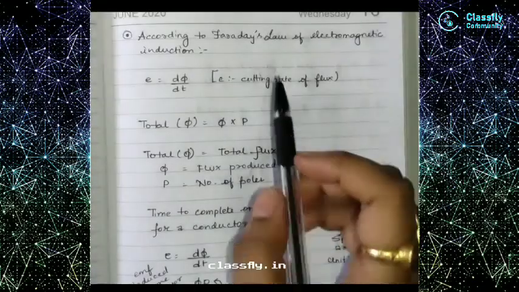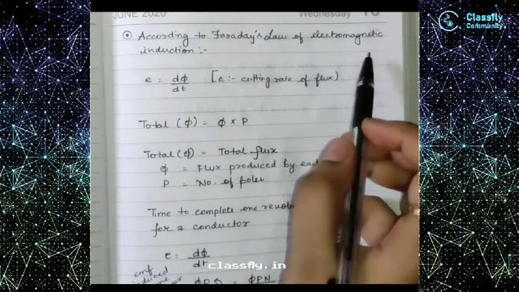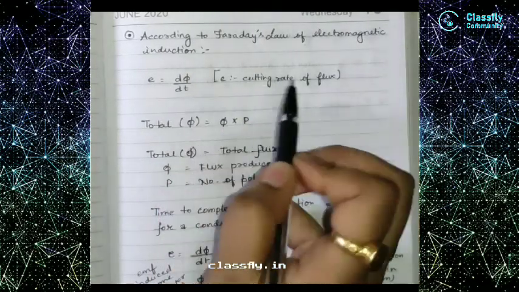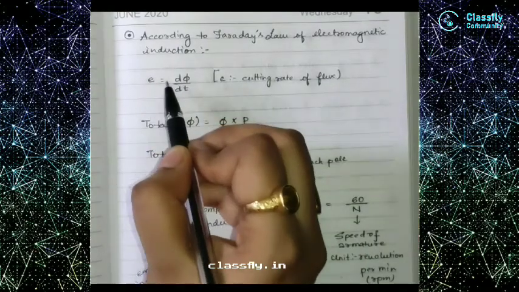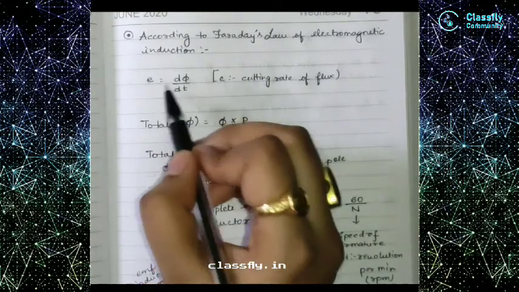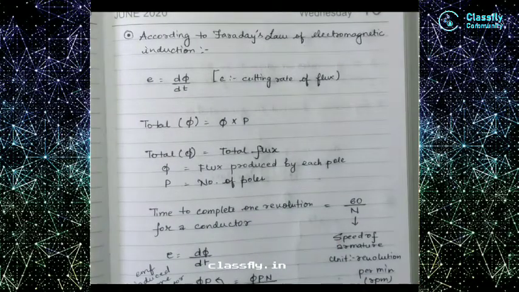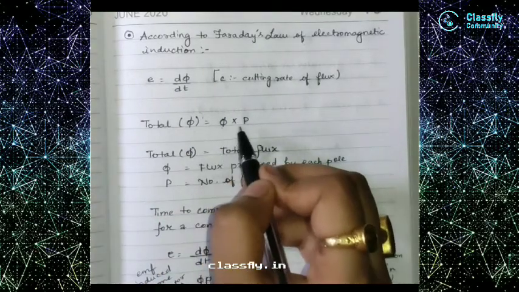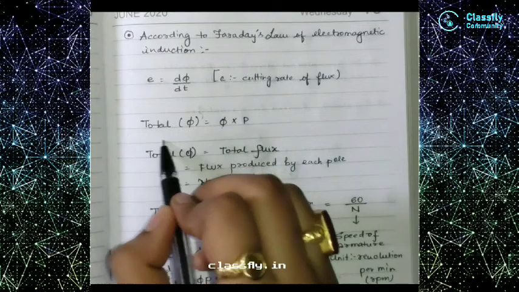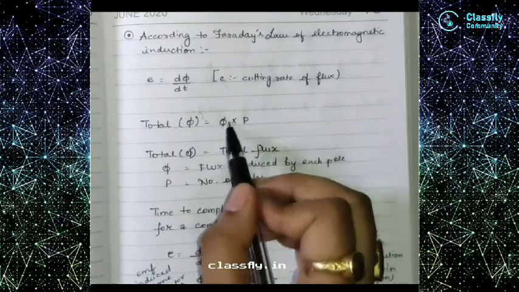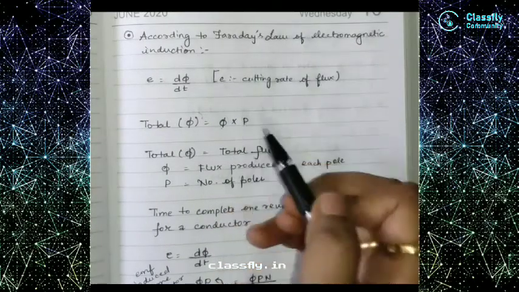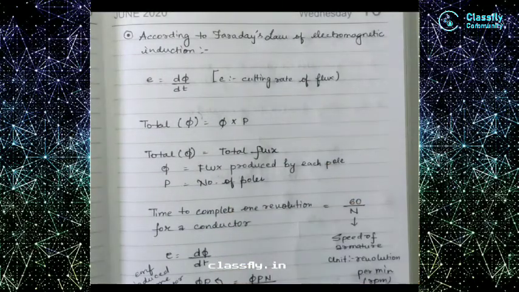Now let's move on to how to derive this EMF equation of the DC generator. According to Faraday's law of electromagnetic induction, the EMF is equal to the change of flux with the change of time, right? So I wrote that E is equal to dphi by dt, and E is the cutting rate of the flux. Now the total phi is equal to phi into P. This total phi means the total flux, this phi means the flux produced by each pole, and P is the number of poles of the generator.